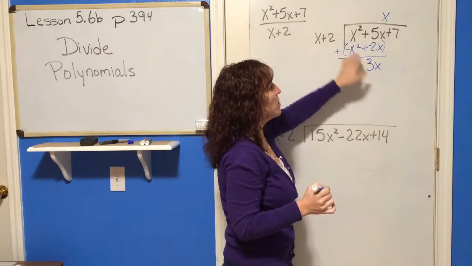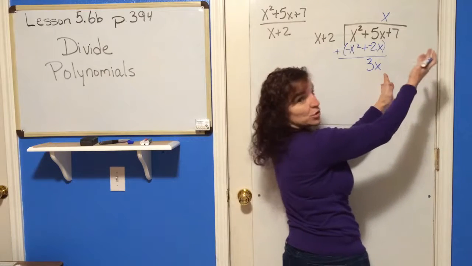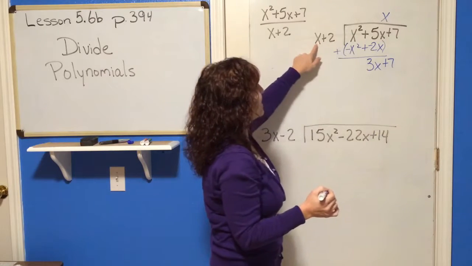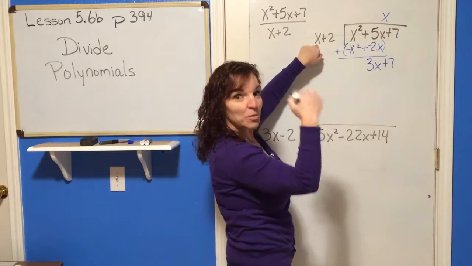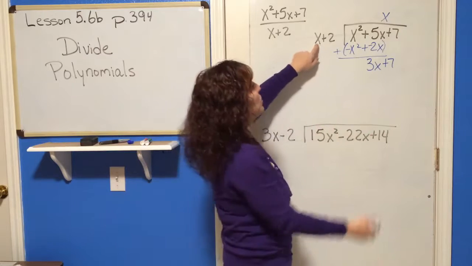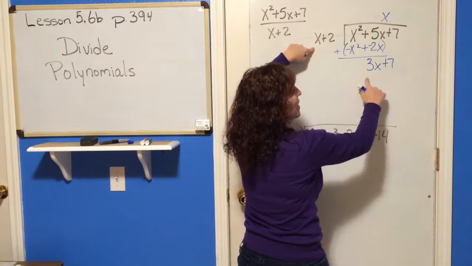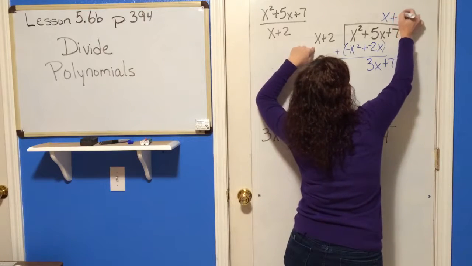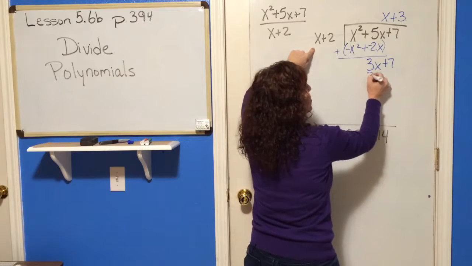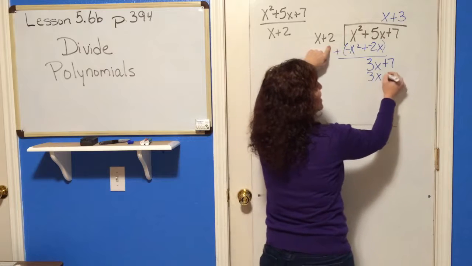So we divided, we multiplied, we subtracted. Now we bring down. Bring down the next term, just like you do in long division. So bring down a plus 7. And so now we're going to divide again. Remember, that's the cycle. Divide, multiply, subtract, bring down. Divide, multiply, subtract, bring down. So x times what is 3x? Well, x times 3 gives you 3x. So plus 3, don't lose your symbol in between there. So 3 times x is 3x. And now don't forget, 3 times 2 is 6.